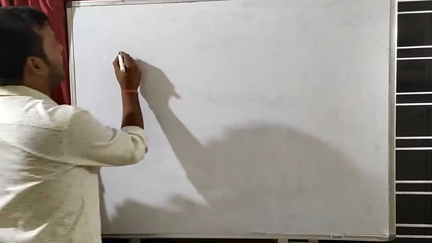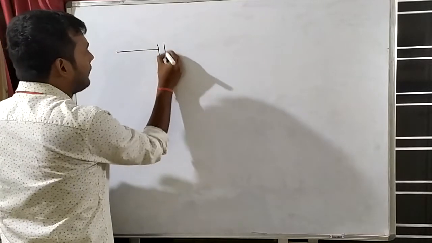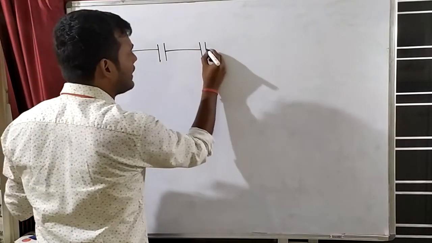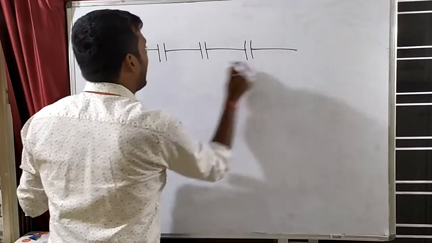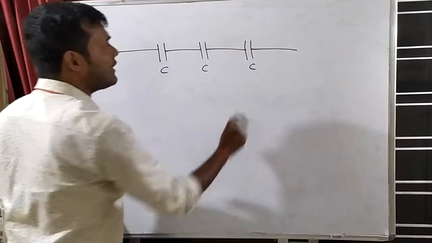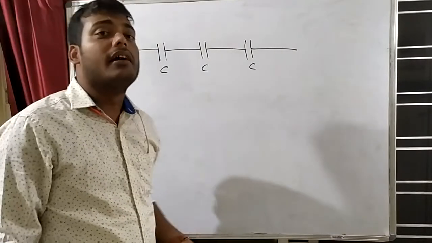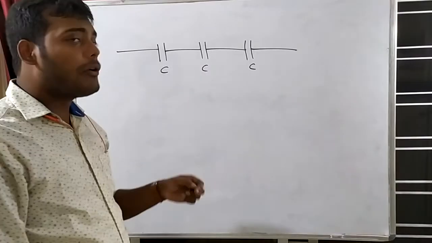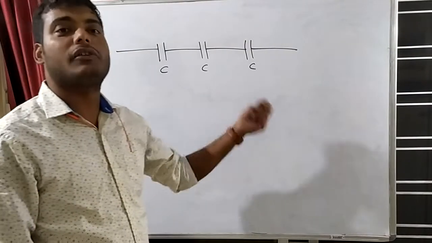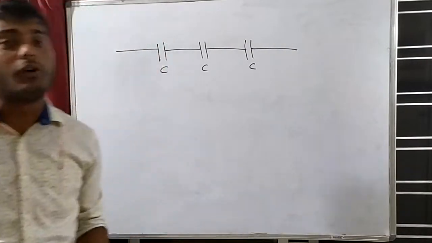Now see this type of question. I am taking another type of question. Let's say that there are 3 capacitors and the capacitance is C, C and C. Now you can say, what will be the equivalent capacitance? These 3 capacitors are connected in what? Series combination. So what will be the equivalent capacitance? 1 by C equivalent is equal to 1 by C1 plus 1 by C2 plus 1 by C3.